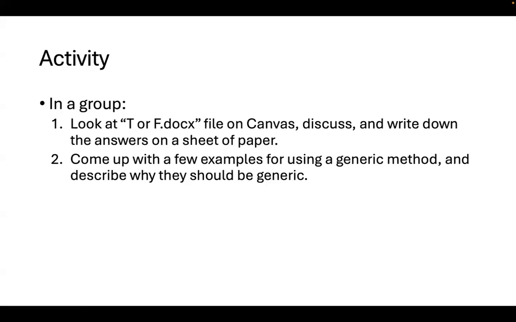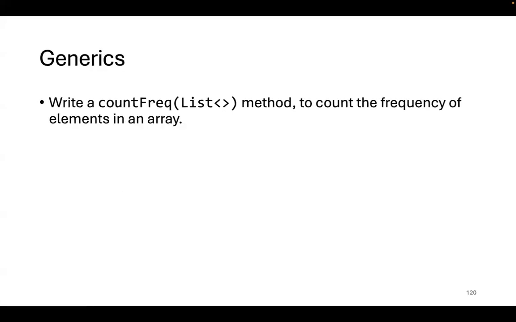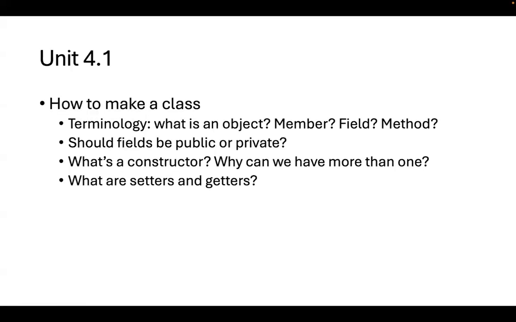All right. So now we've got some time to talk about what we've learned so far. So we've talked about how do we make a class. So we talked about what's an object, what's a field, what's a method, a member, what's a constructor, why can we have more than one? What does it look like to have more than one? Should fields be public or private? What are setters and getters?